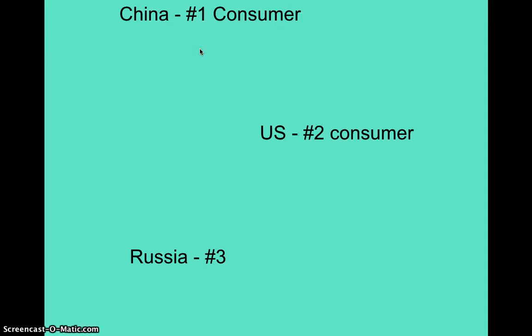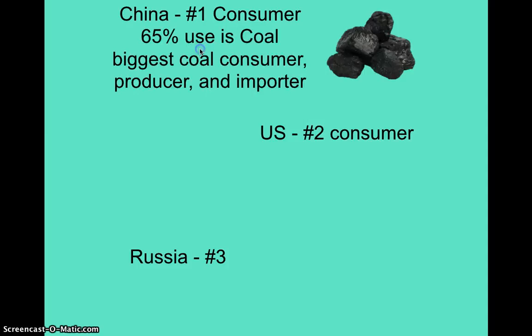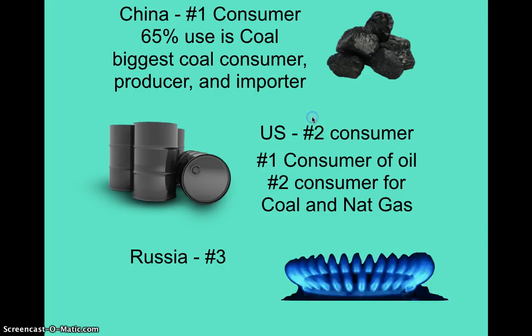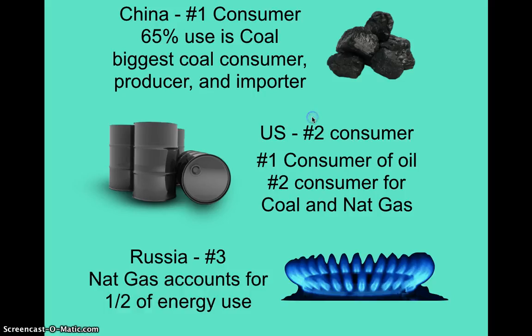China is the number one consumer of energy, and 65% of their energy comes from coal use. So they actually are the biggest producer, consumer, and importer of coal. Even though the US is number two in energy consumption, they are number one in the use of petroleum. So we are the number one users of petroleum, and we're number two for coal and natural gas. So technically we are one of the highest users. Russia is the number three energy user in the world, but their main use of energy, actually like half of their energy use, comes from natural gas.